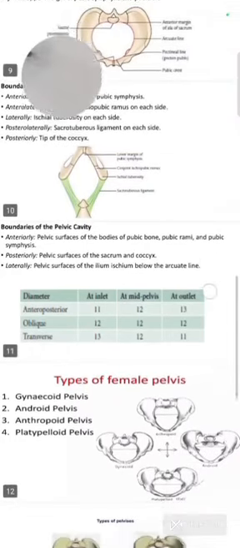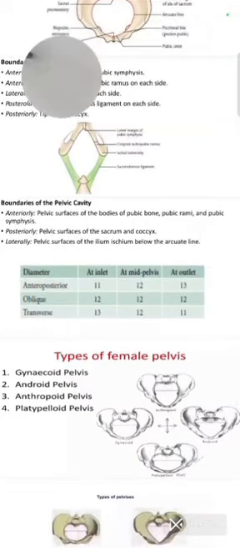So let us have a look at the diameters of the pelvic inlet, cavity and outlet. Anterior-posterior diameter is 11, 12 and 13, oblique diameter is 12 each, and the transverse diameter is 13, 12, and at the outlet it is very less, 11.